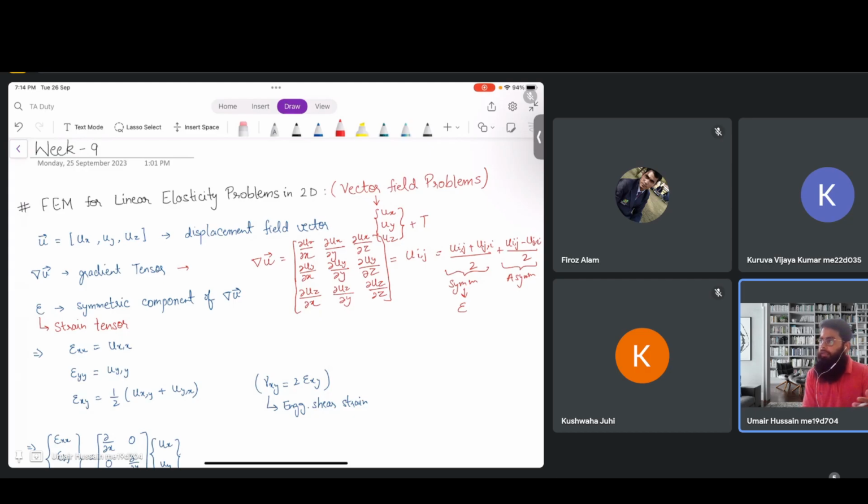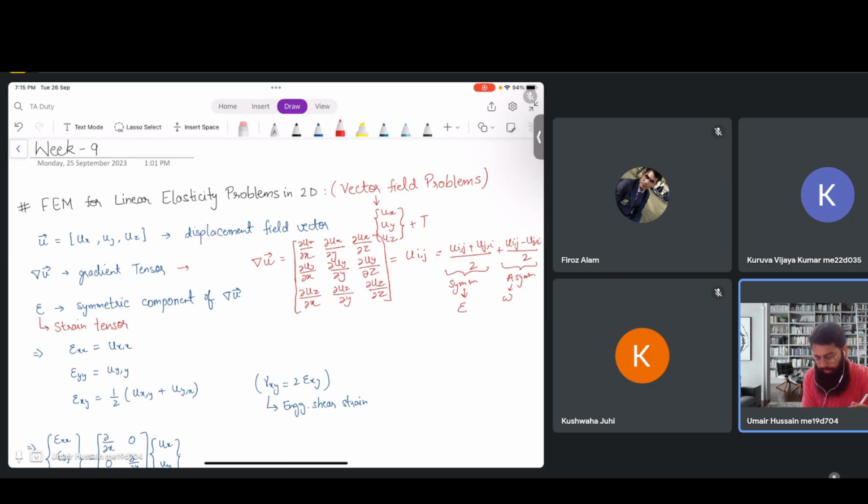If we derive its relation from the displacement, the symmetric component of the gradient of displacement is the strain. And what about this asymmetric component? Although we don't need it here, does anyone know what this represents? Rotation. Yes, right. So strain represents the stretch, and omega here represents the rotation.